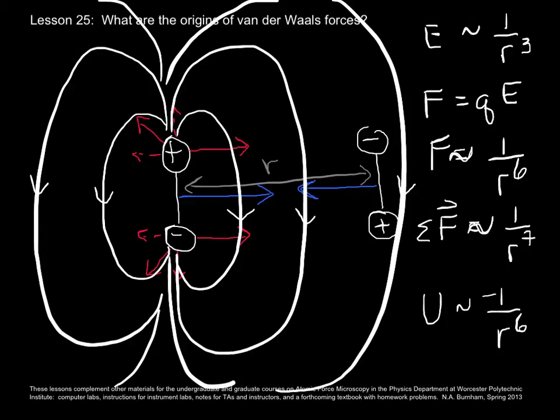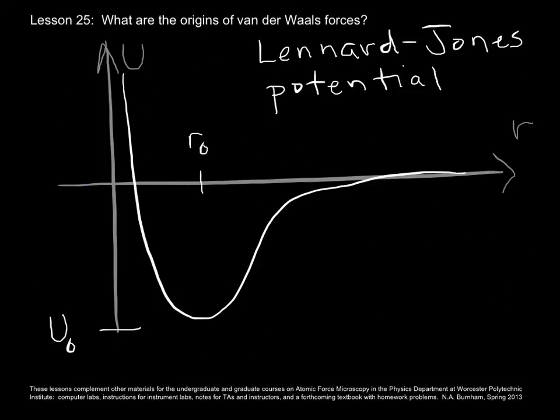Why is that important? It's important because there's something called the Lennard-Jones potential that's quite common, something you should know about. I've sketched it here. Potential is a function of separation r, and you see that there's a very familiar looking dip with a minimum at position r0 with a depth of u0. That should be minus u0.